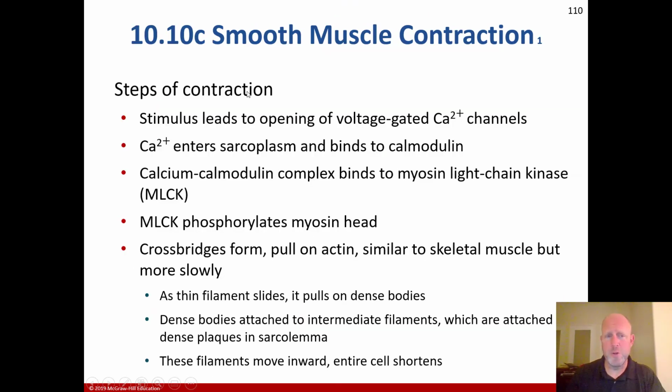So the steps of contraction for smooth muscle: stimulus leads to the opening of the voltage-gated calcium channels. The calcium enters the sarcoplasm and binds to calmodulin, and this calcium calmodulin complex binds to myosin light chain kinase, MLCK, and this MLCK phosphorylates the myosin head. The cross bridges form. They pull on the actin, similar to skeletal muscle, but more slowly. And as thin filament slides, it pulls on these dense bodies. These dense bodies are attached to intermediate filaments, which are attached to dense plaques in the sarcolemma. These filaments move inward, and then the entire cell shortens.